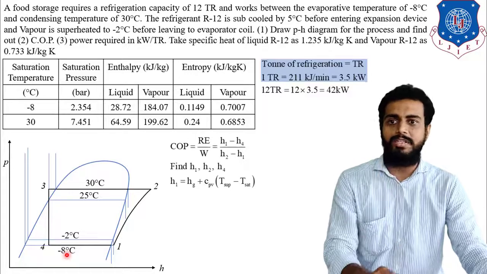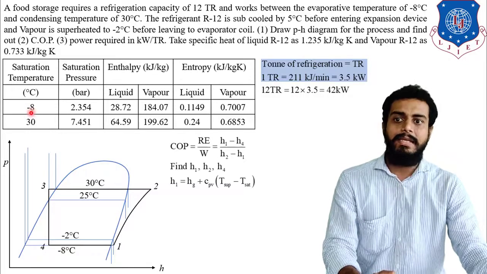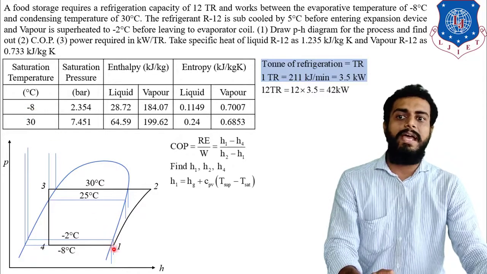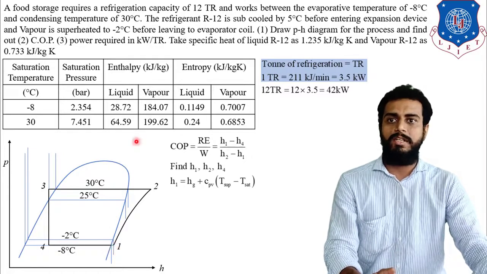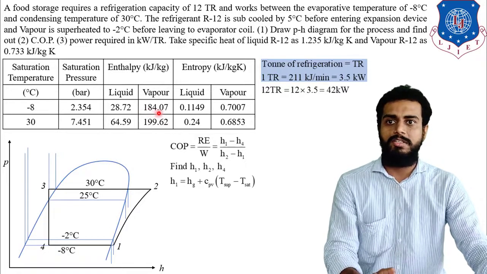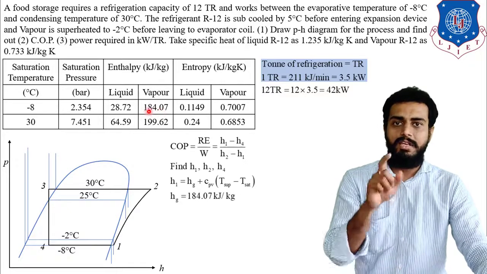At that saturation temperature, if you find the enthalpy on the saturated vapor line, that enthalpy will be known as Hg. So Hg is written over here. Observe the table. In this table, 184.07, that is nothing but our Hg, right?